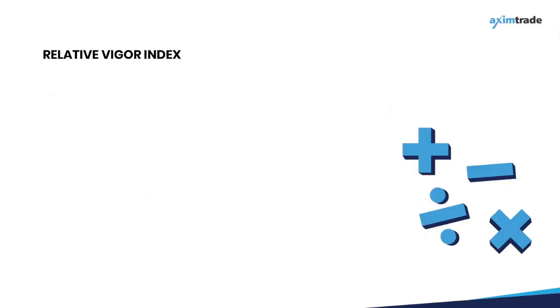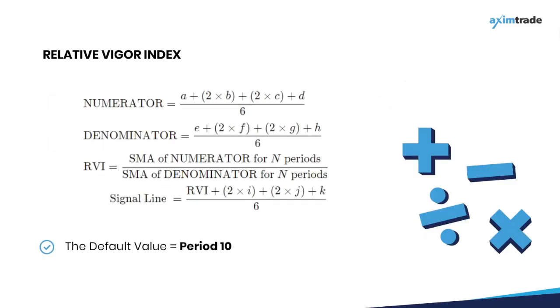Let's look at the formula. The first step is to examine the current bar over an N period and identify its open, high, low and close values. Secondly, identify the open, high, low and close values for the previous look-back periods prior to the current bar and calculate the SMAs for the numerator and denominator over the N period.